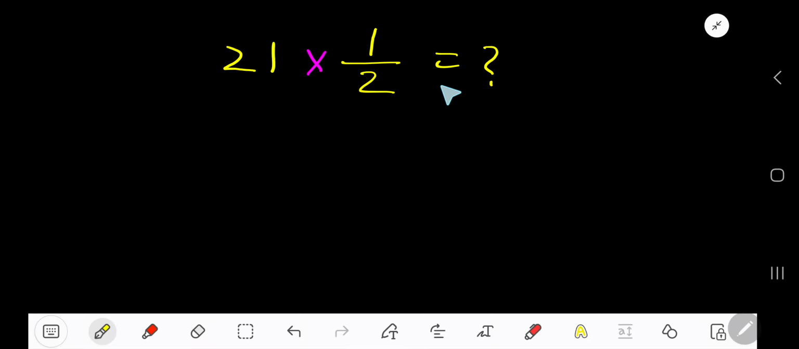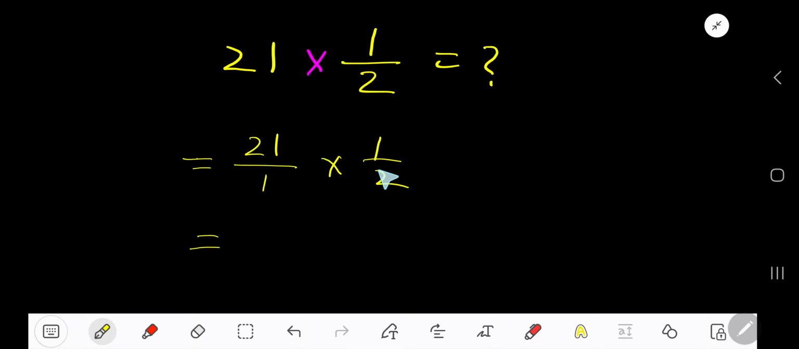21 times half equals what? Look, 21 is a whole number, so first convert this whole number into a fraction, considering 1 as the denominator. Now multiply by the fraction 1 half.